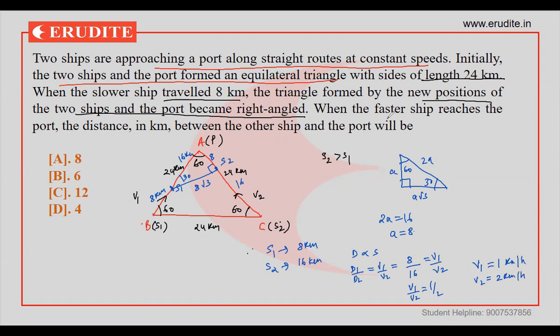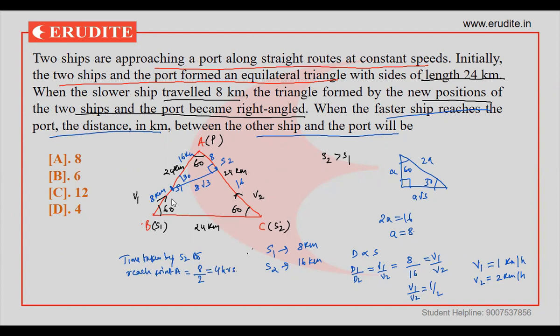Now they're asking, when the fastest ship reaches the port, the distance in kilometers between the other ship and the port will be. So that means when ship 2 has reached the point A. The speed of ship 2 is 2 kilometers per hour and the remaining distance is 8 kilometers. So the time taken by ship 2 to reach point A is how much? 8 kilometers by speed 2. That means 4 hours it will take.